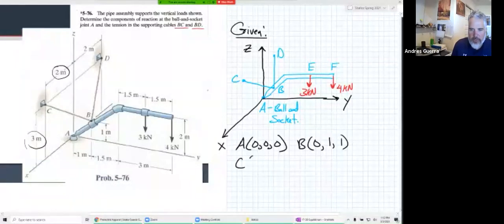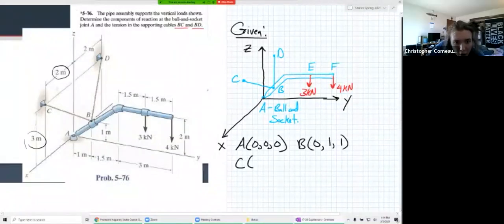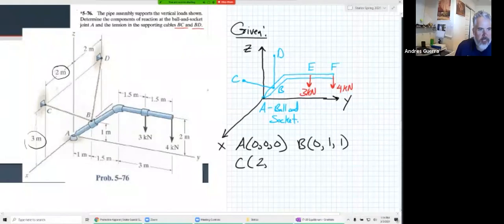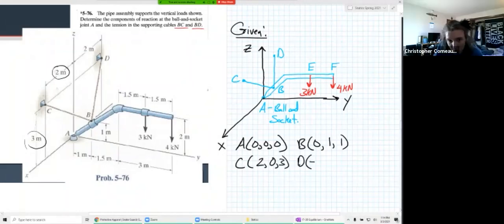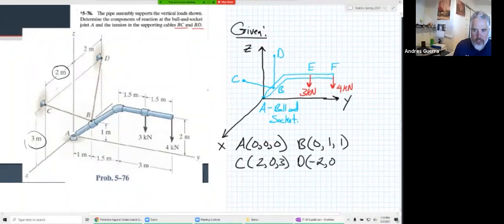How about the coordinates for point C here? Chris, Como. That'd be 2, 0, 3. 2 in the x, 0 in the y, and a positive 3 in the z direction. Absolutely, thank you. Point D here is actually almost the same as point C, except we have a -2, a 0, and then a 3.